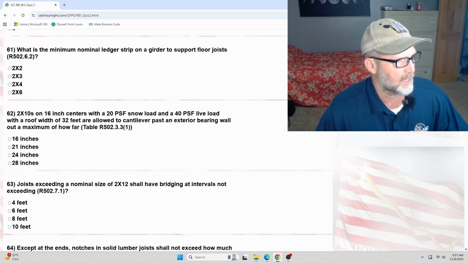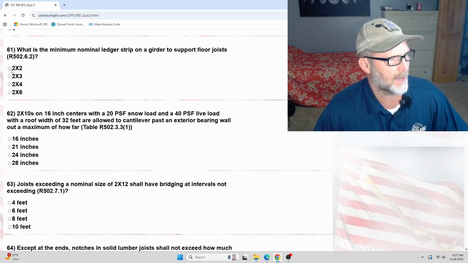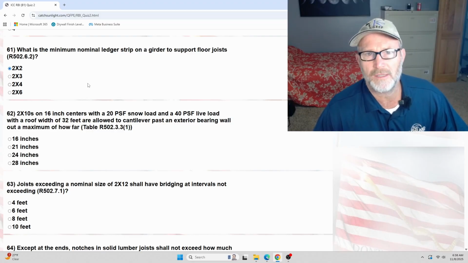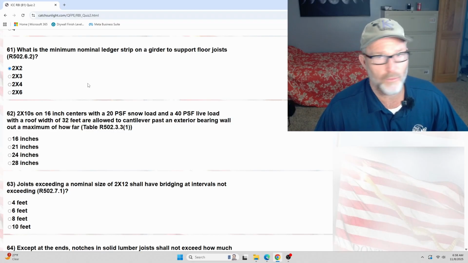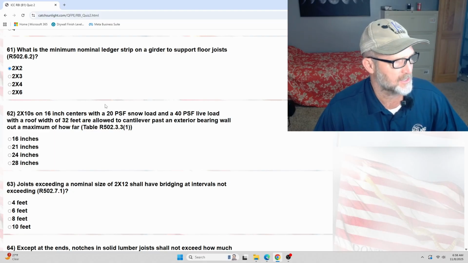And I think in part 2 we covered the fact that bearing support needs to be at least 1.5 inches on wood. So that kind of substantiates that, the actual dimensions of a 2 by 2 is 1.5.